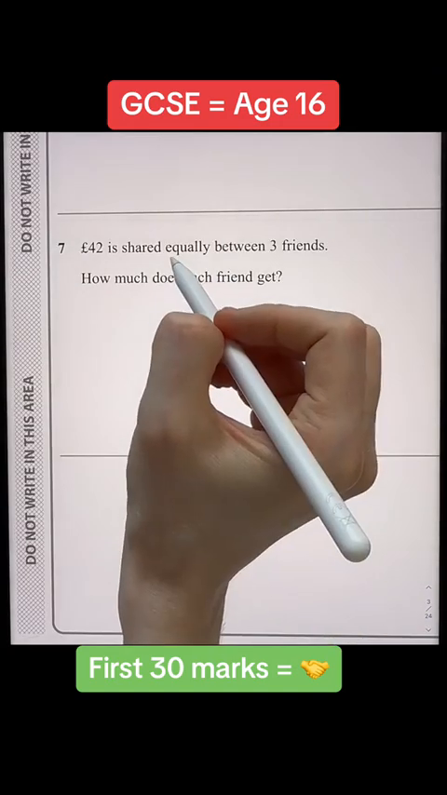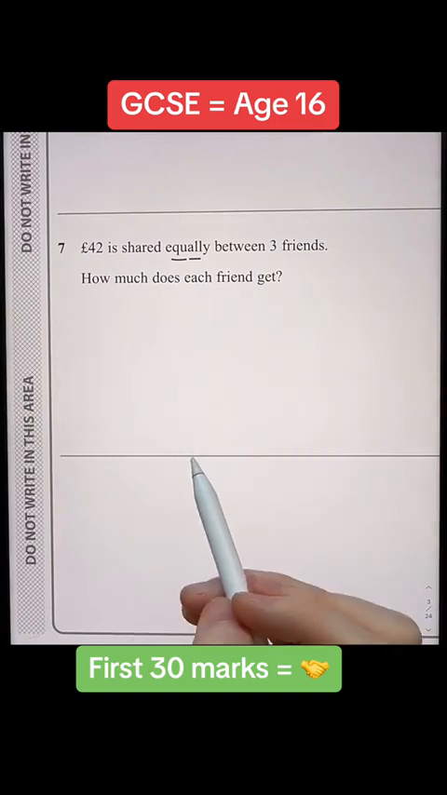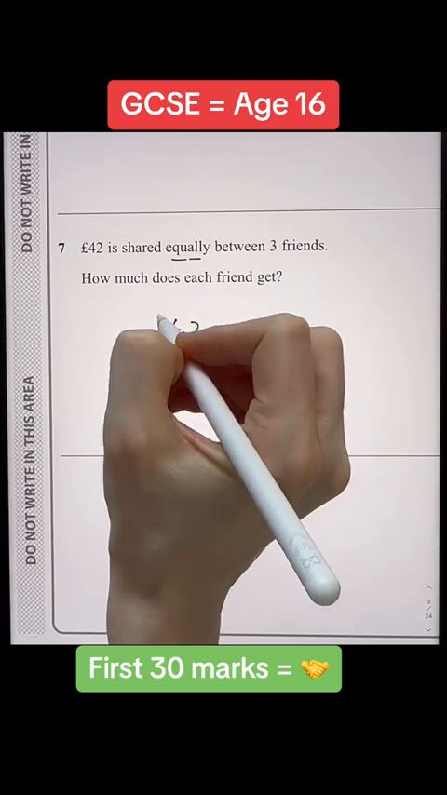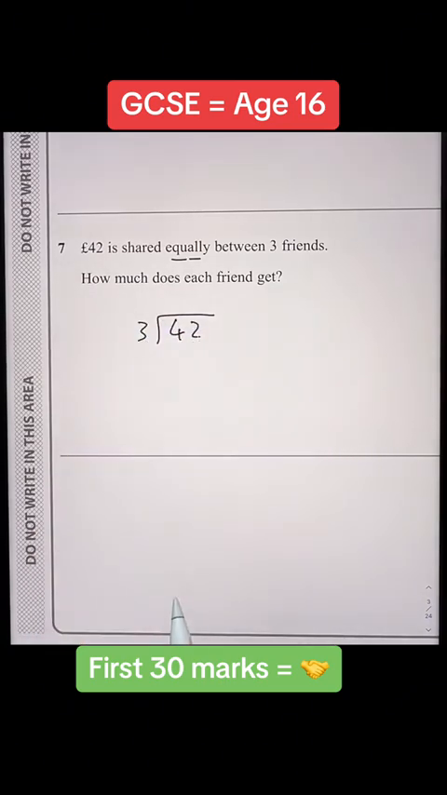£42 is shared equally between 3 friends. Work out how much each friend gets. Therefore I'm going to divide 42 by 3. The number we're dividing by always goes outside the bus stop.